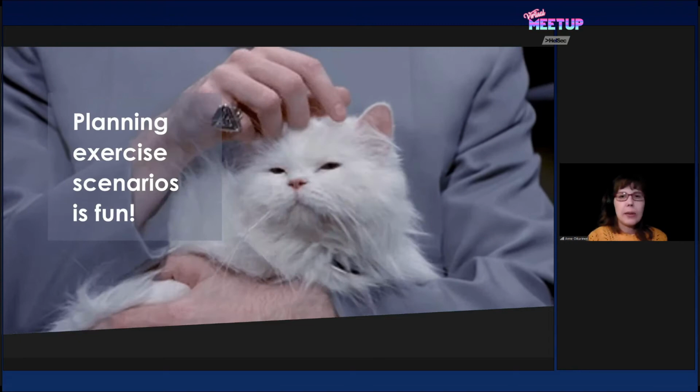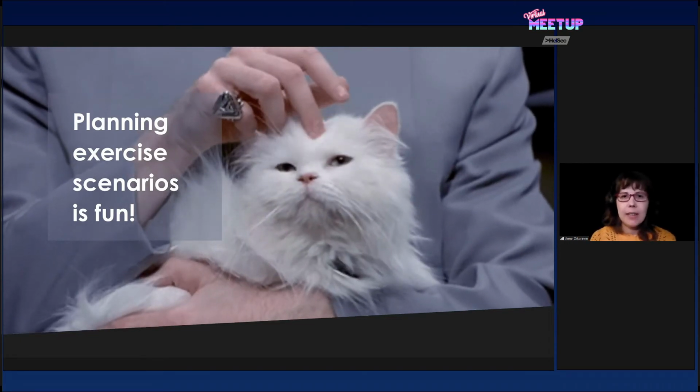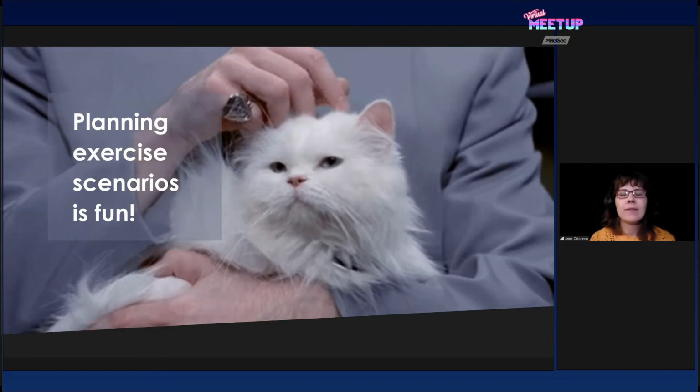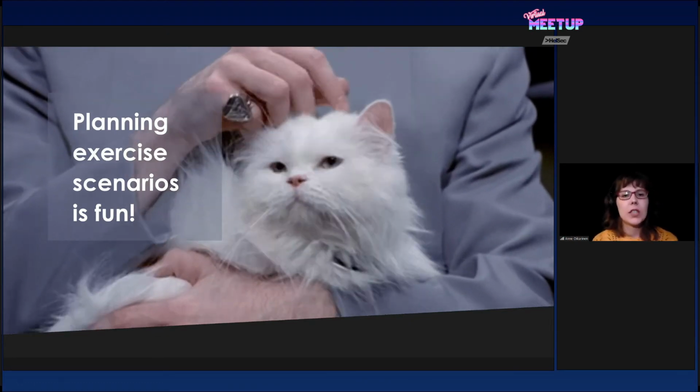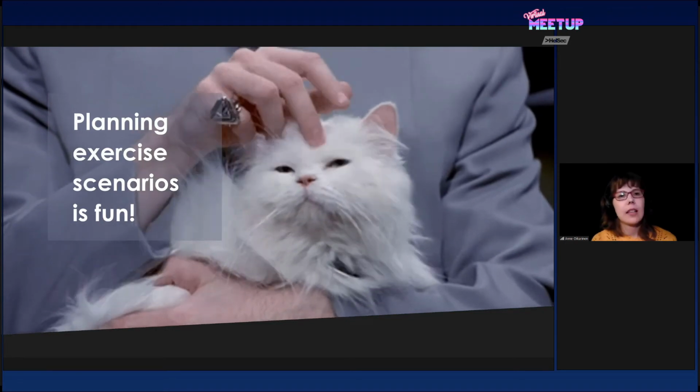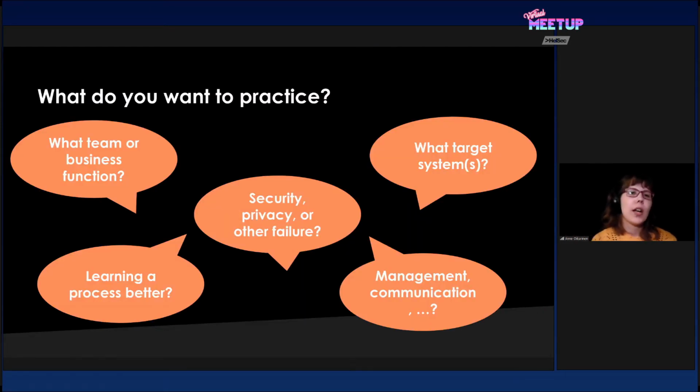Lately, I've been involved in planning functional exercises, and I gotta say, this is so fun. So let's take a look at what it's actually like to plan an exercise and what you need to do. First of all, you want to think about what you want to practice. Basically, if it hits the fan, whose fan is it going to hit? Which organization or business unit or team do you want to target that would be in the center of things?